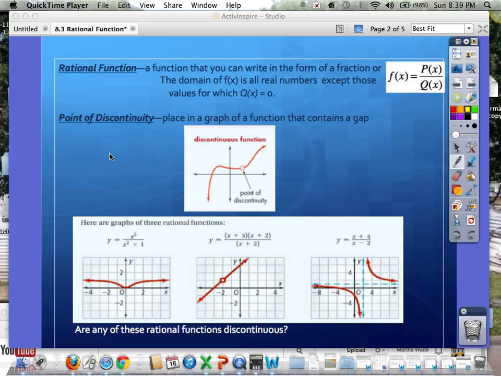A point of discontinuity is going to be a place in a graph of a function that contains a gap. Now, when we're looking at our calculators and we're graphing these, we are not visibly going to see a circle or a gap in our graph. But if you go to the table of your calculator, you'll see an error at the point of discontinuity. Now, that could happen for two reasons, and we're going to talk about those coming up in just a minute. Anytime you see an error in your table, it is going to be a point of discontinuity.